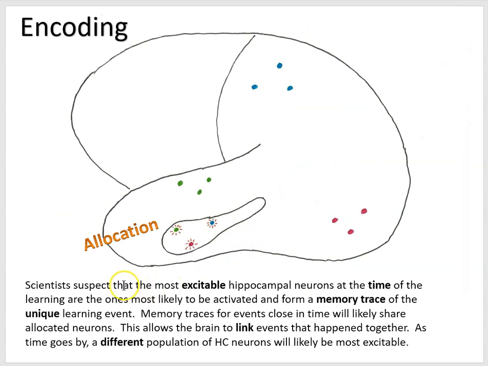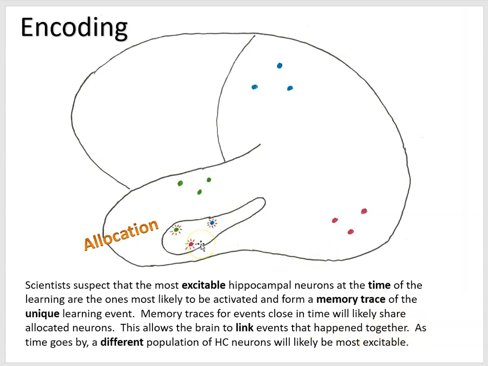Well, we learned earlier that scientists suspect that the most excitable hippocampal neurons at the time of the learning are the ones most likely to be activated and form a memory trace of that unique learning event. But once hippocampal neurons are activated, they tend to remain in a highly excited state for a little while, which means that for the next learning event that happens a moment later, there's likely to be overlap in the allocated neurons in the hippocampus. So memory traces for events close in time will likely share allocated neurons, and this allows the brain to link events that happen together.